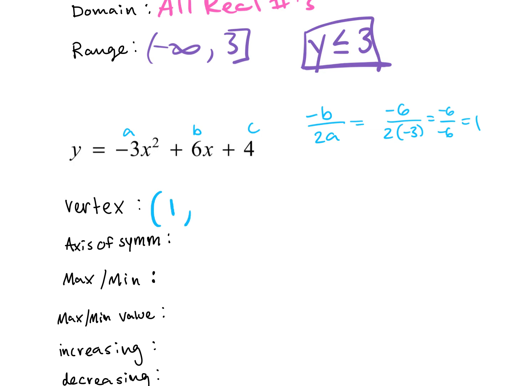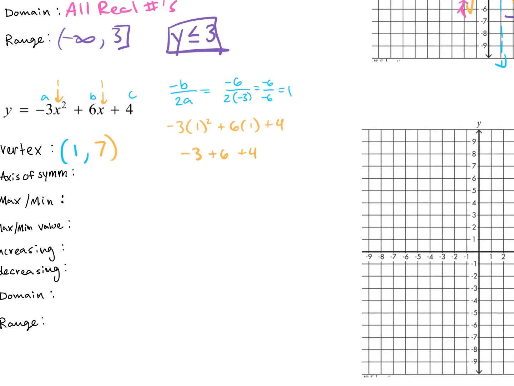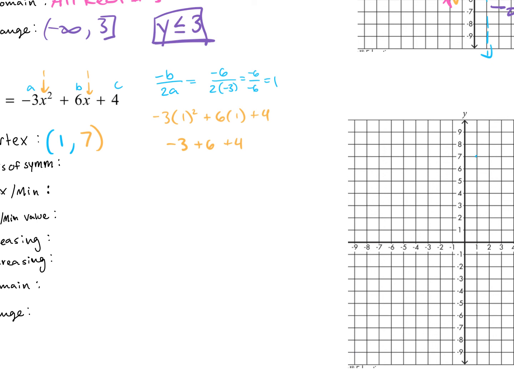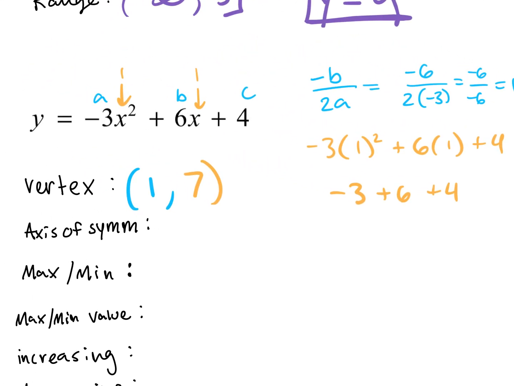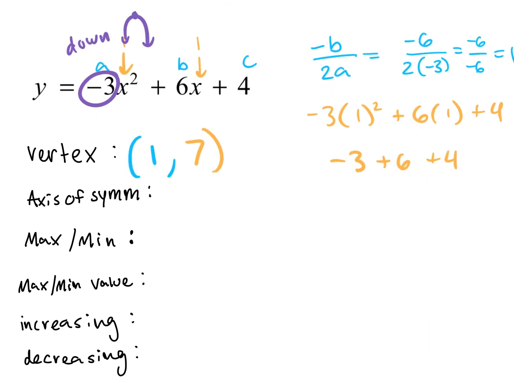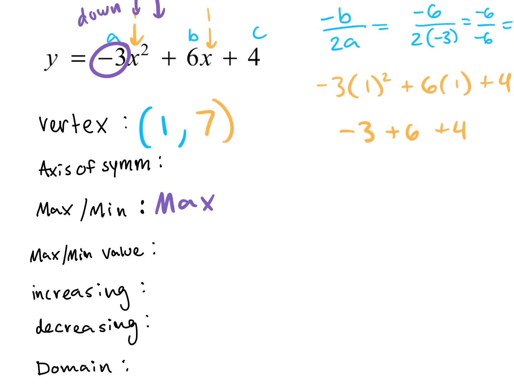How do I find the second number in my vertex? Plug it in. So I plug in 1 into all of my x's. So I have negative 3 times 1 squared plus 6 times 1 plus 4. So negative 3 plus 6 plus 4 would be 7. Let's graph that point. We go to the right one and up 7. Is my graph going to open up or down? Down. It opens down because A is negative, A is less than 0. So is my vertex at the maximum or minimum? Maximum. It's at the max. And what is my maximum value? 7.